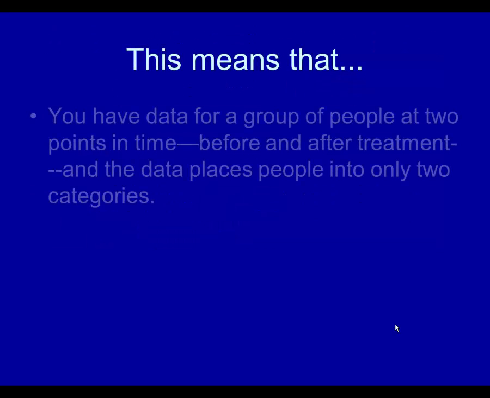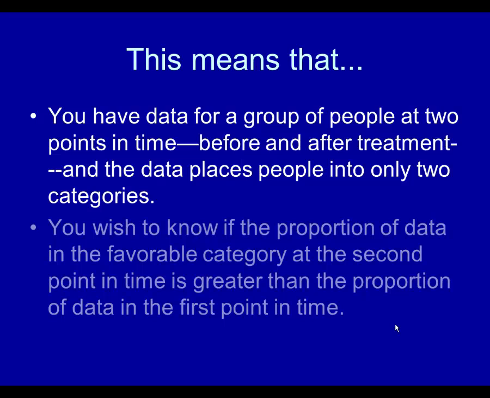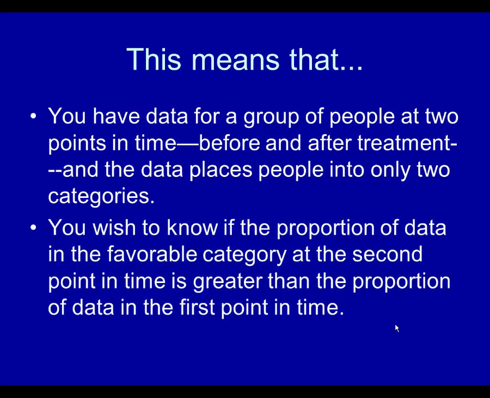significance. This means that you have data for a group of people at 2 points in time, before and after treatment, and the data places people into only two categories. I will use the example before and after treatment, but you can use it for any situation where you have collected data at 2 points in time and you're comparing them, and the data comes in the form of a dichotomous variable. You wish to know if the proportion of data in the favorable category at the second point in time is significantly greater than the proportion in the first period of time.